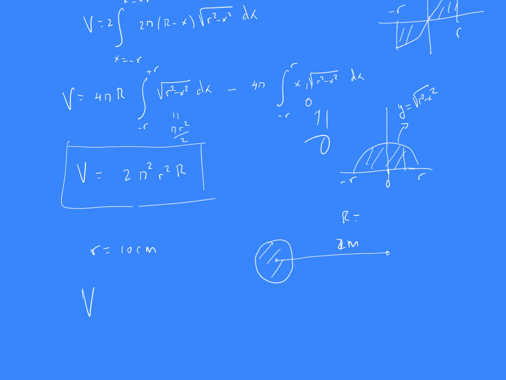The volume of the donut will be 2 pi squared, with pi approximately 3.14, so I put approximately because I'm approximating pi. Pi squared, r squared will be 0.1 meter squared, since 10 centimeters is 0.1 meters, by R, which is 2. And this multiplication will be in cubic meters.